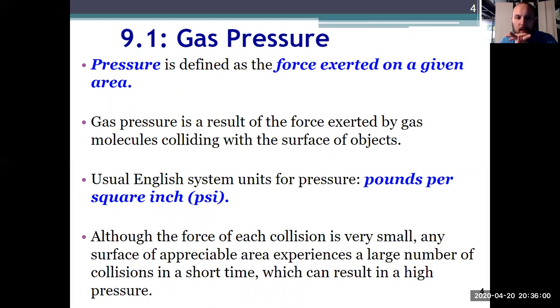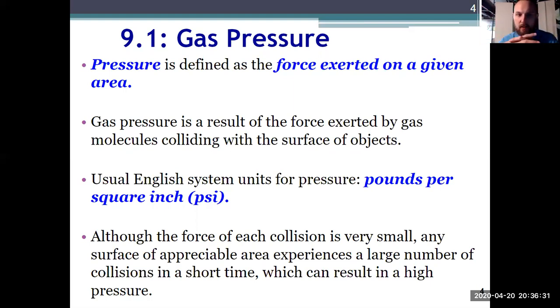Gas pressure specifically is a result of the force that's exerted by individual gas molecules that are colliding with the surface of an object. So if you inflate a balloon or inflate a tire, the pressure on the inside results from trillions and trillions, think about Avogadro's number, of gas molecules hitting the surface. That's what's keeping the thing actually inflated.